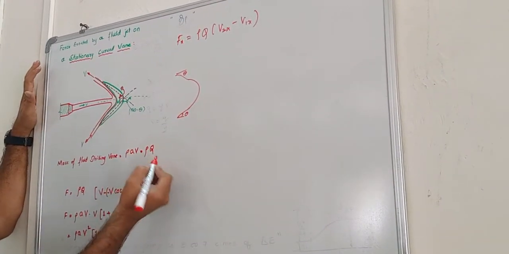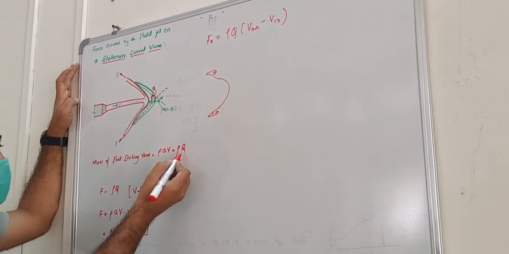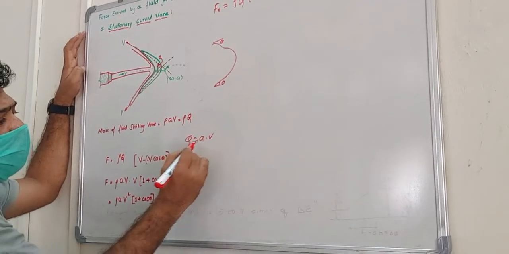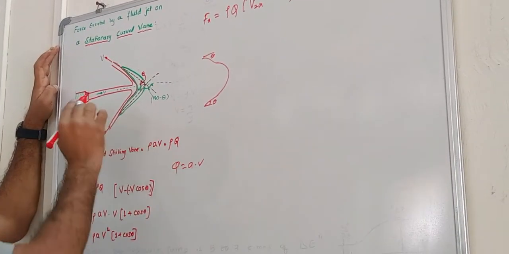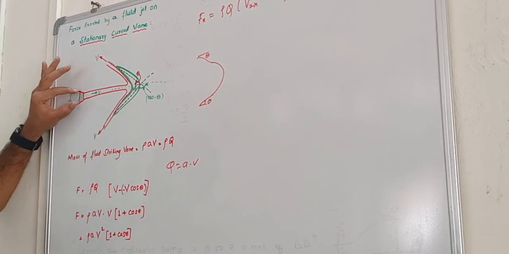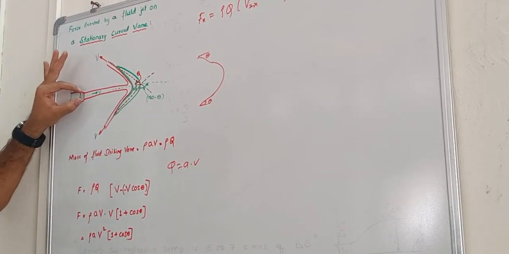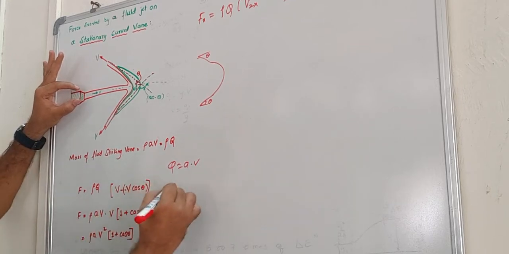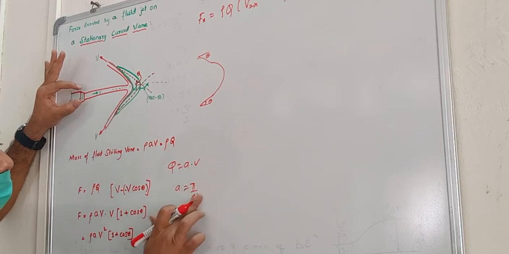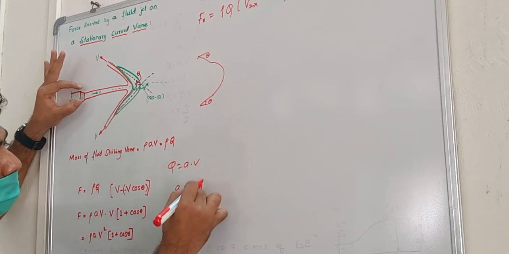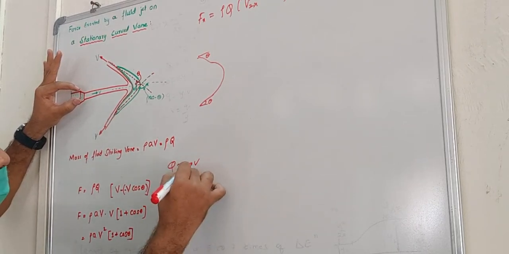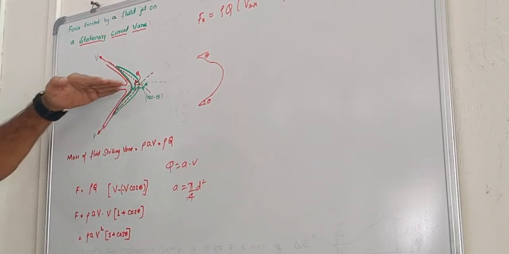So to calculate rho Q, we must calculate the discharge. Discharge is given by Q equals A into V. So what is A? A is the area of the jet. Assume in the diagram this is some jet, it has a nozzle, and the nozzle has some diameter. So assume d is the diameter of the nozzle. I can calculate the area of the nozzle.